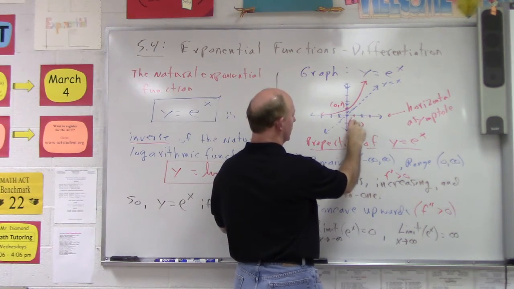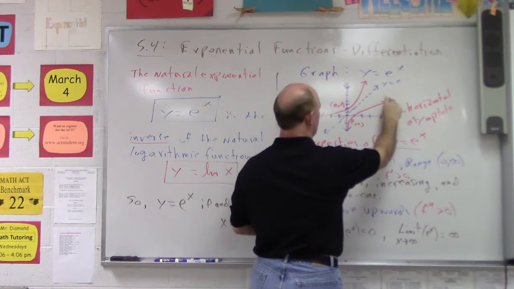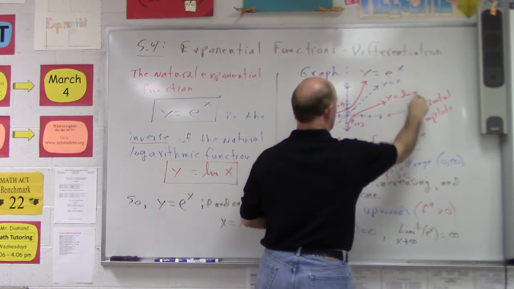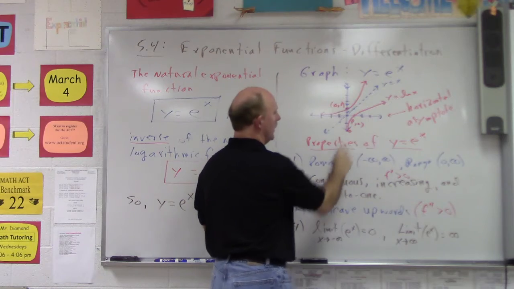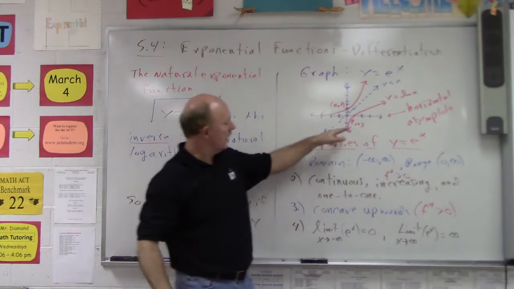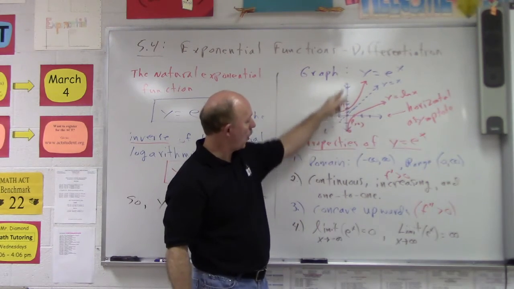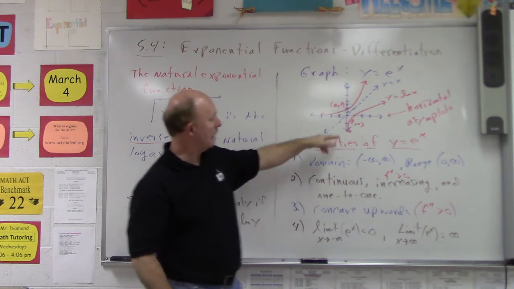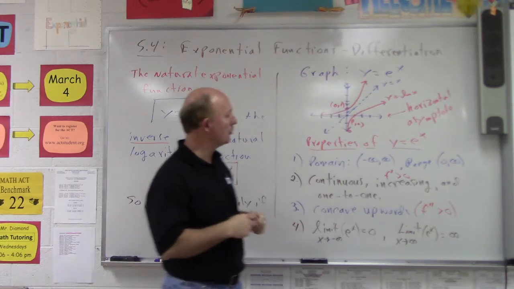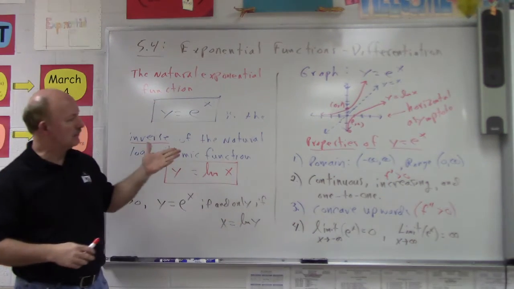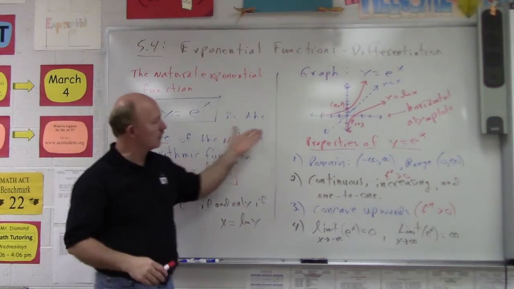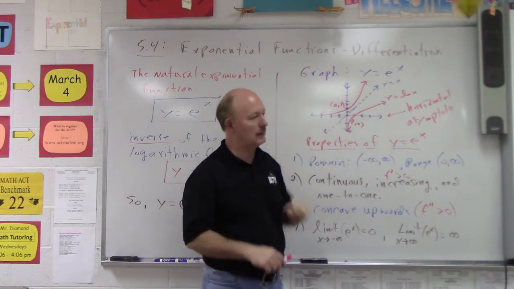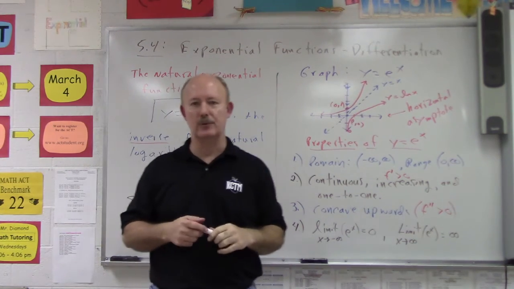The inverse would be y equals natural log x, and it will look something like that. With the natural logarithmic function, the y-axis will be a vertical asymptote for y equals natural log x. The graphs of the two inverses will be symmetric with respect to the line y equals x.